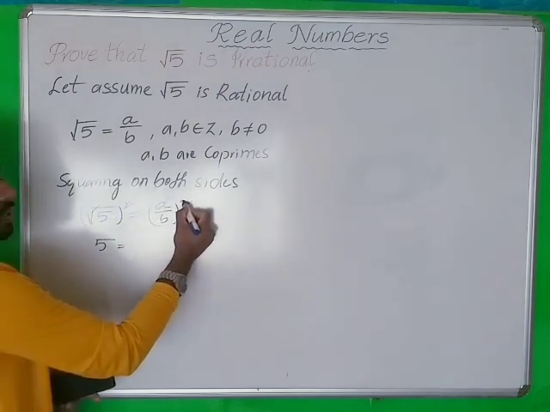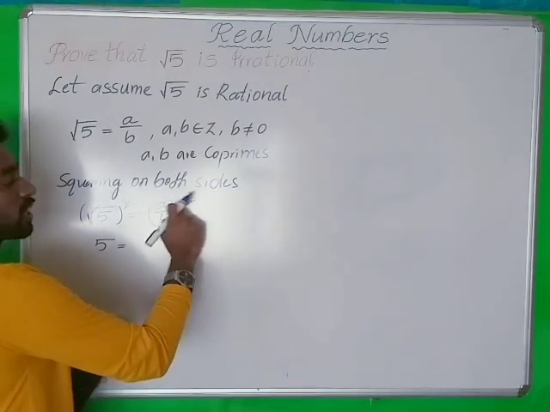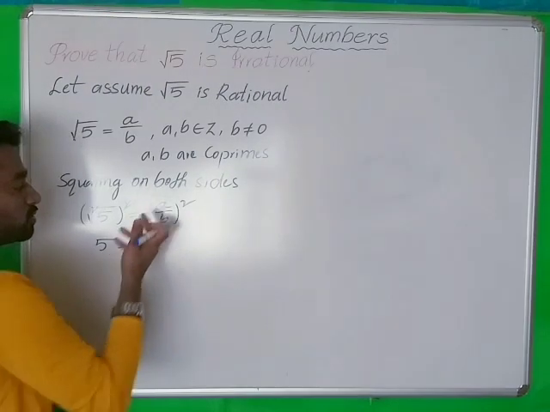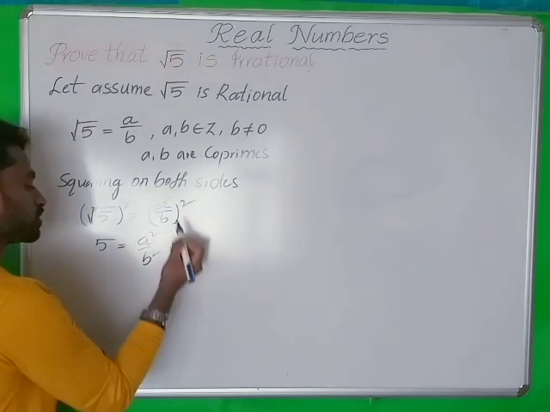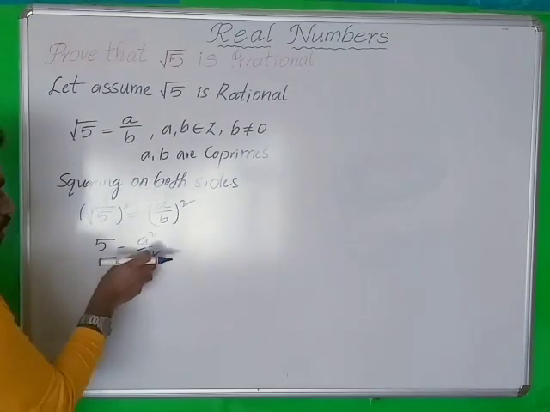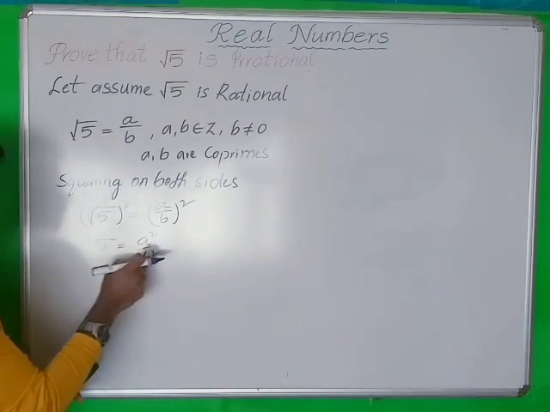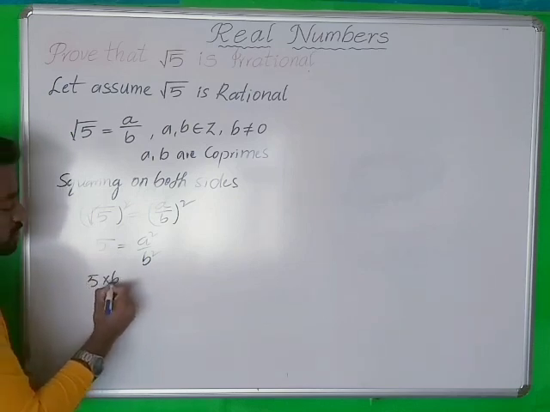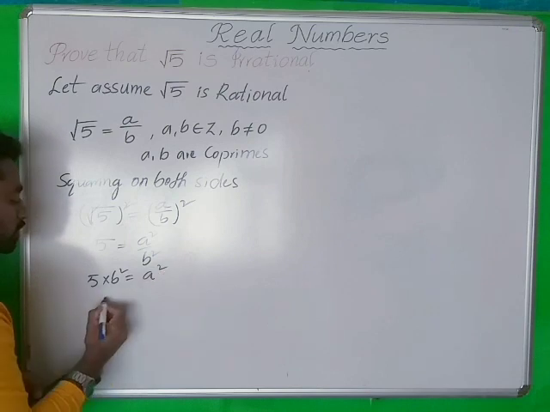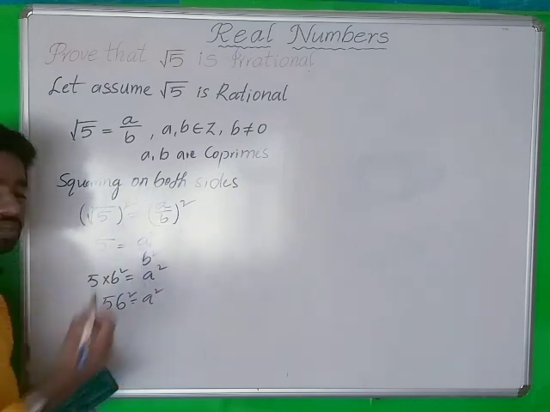It is in the form of a by b whole to the power of n, so we can apply the exponent to the numerator and denominator. The numerator is a square and the denominator is b square. Now I am transposing b square to the left hand side. Division becomes product. Then you will get 5 into b square equals a square. So this is nothing but 5b square equals a square.